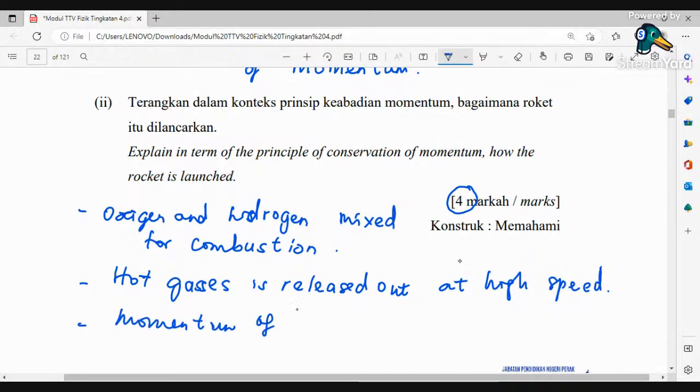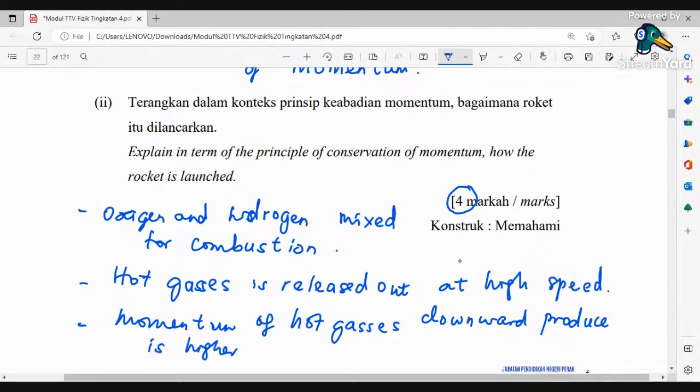Momentum of hot gases downward. Produce momentum upwards. Okay, momentum upward just downward. Produce is higher. Kita kena higher sajalah.